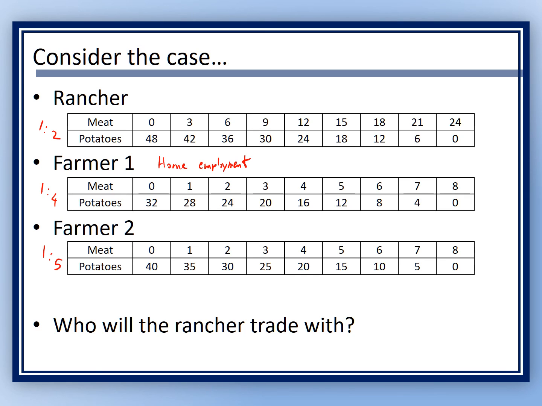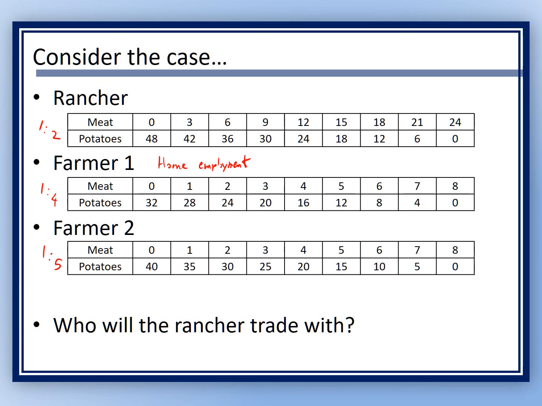So now what we have here is a situation where farmer one is worse off. Because as we just saw, if farmer one was able to trade with the rancher, he's actually better off, he can get more. But he's now not trading, which means he's back to the situation where he's just producing everything himself, making him worse off. We have a situation where farmer one is now worse off under trade.